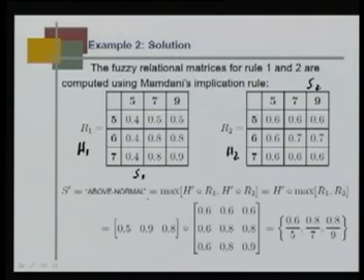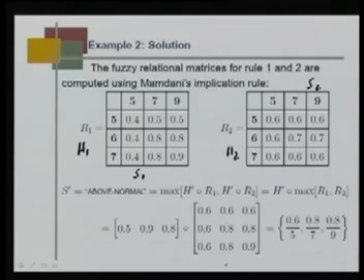Then, how do we compute S dash, above normal? Because we now have 2 relation matrices, it is very simple. We do 2 composition operations: H dash composition R1, and H dash composition R2, and then we take the maximum of these two. You can easily see that this expression is the same as H dash composition, because H dash is common, with the max of R1 and R2.